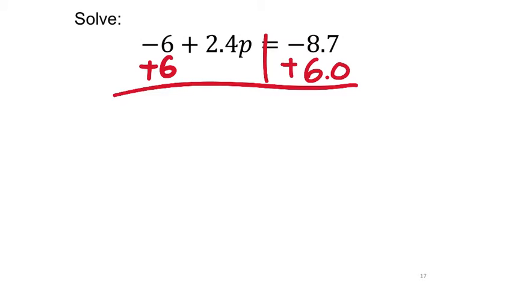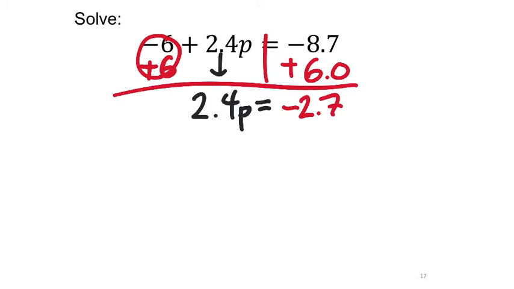Okay? So once again, my recommendation is to put that into the calculator. Negative 8.7 plus 6.0 should give you negative 2.7 right there, okay? And then I'll drop my 2.4p, that's positive because of the plus sign. So I get 2.4p equals negative 2.7. Now I'll divide both sides by 2.4.